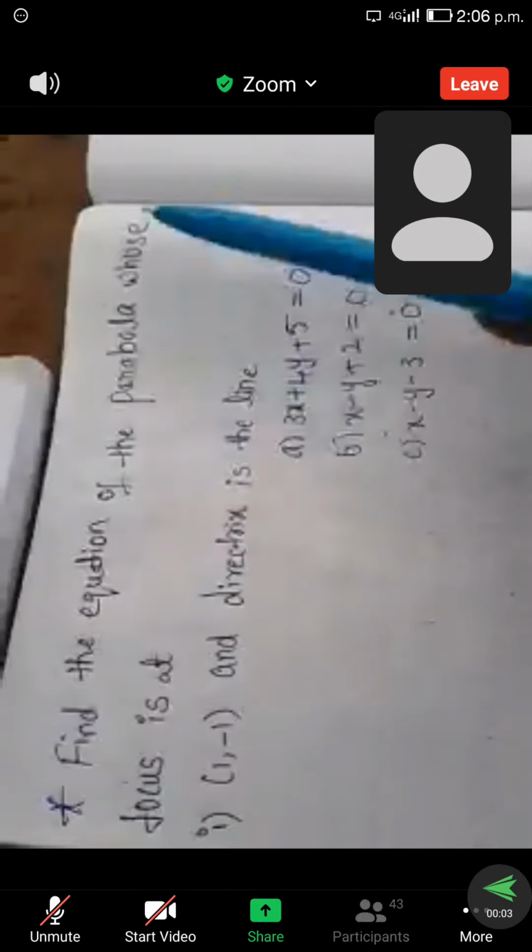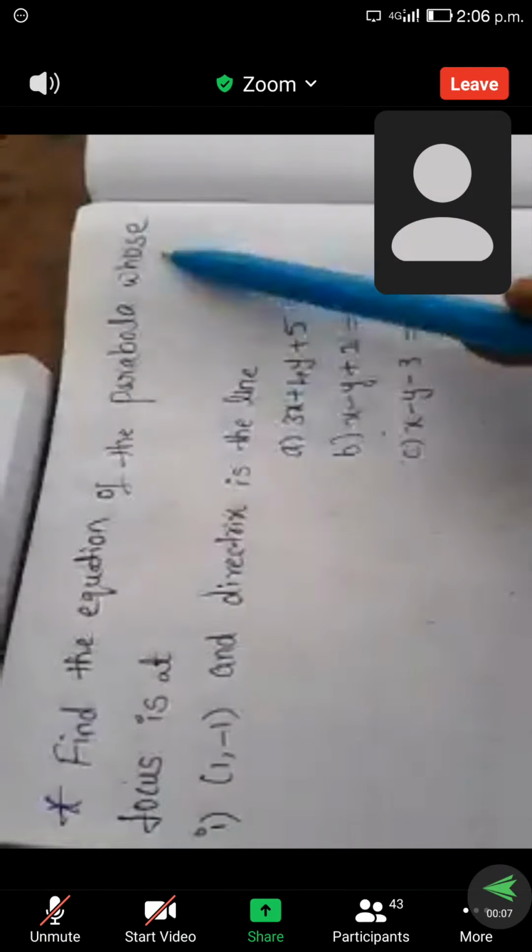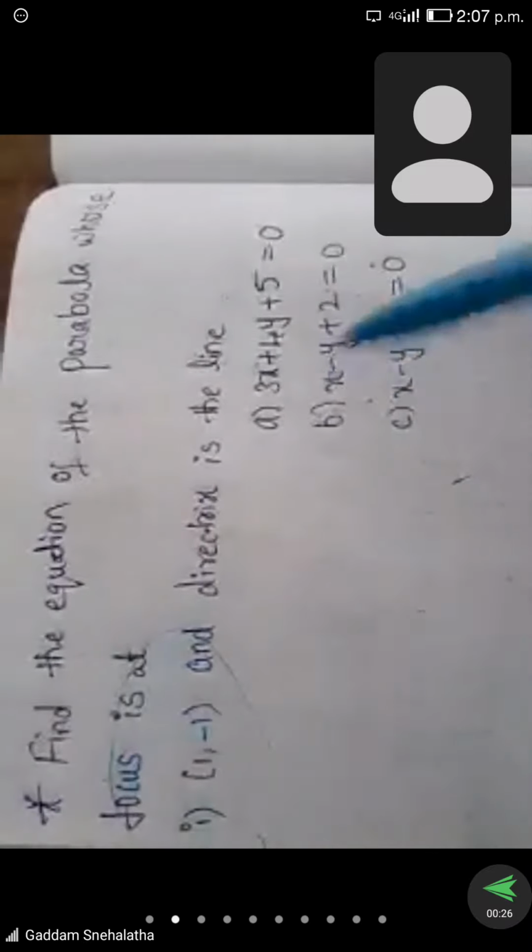Find the equation of the parabola whose focus is given, with three directrices. Yesterday we found the parabola equation from this focus and the first directrix. Now today we have to find the second equation with this focus and the second directrix.